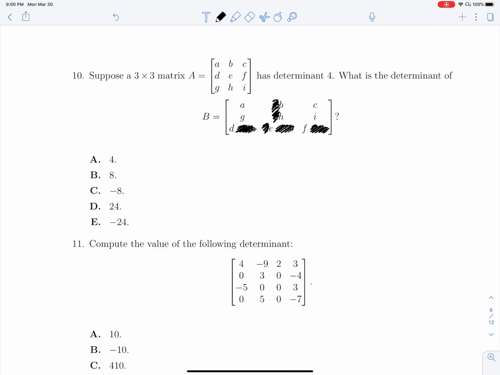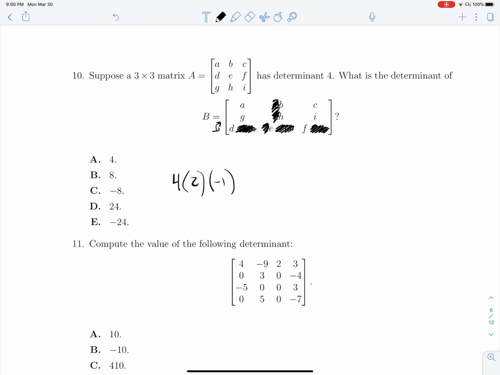I'm actually going to keep track of it down here. So we started with 4. We have to multiply by 2. And then what else have they done here? Well, A, B, C are in the correct positions, but D, E, F and G, H, I have been flipped. So we need to exchange rows 2 and 3. That will multiply our determinant by -1.